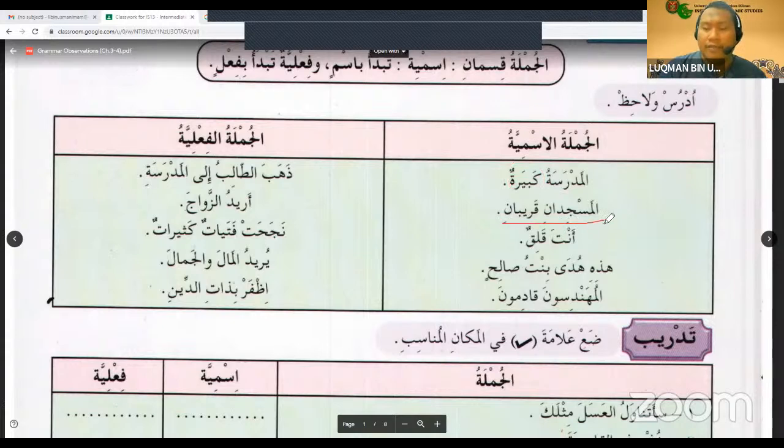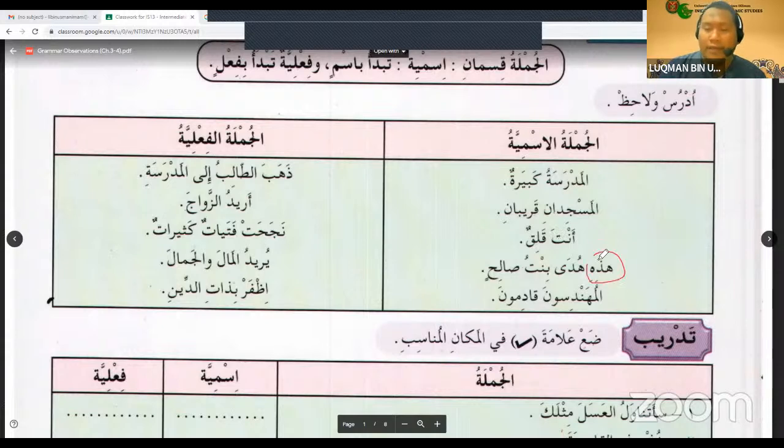Al-masjidani qaribani. The two masjid are both near. So here, the predicate should also agree with the gender and number of the subject. So dual then. Anta qalikun, you are anxious. So anta is a pronoun, but as we have already mentioned, pronouns are considered as ism or noun. So this is still a nominal sentence, a jumla ismiyah.